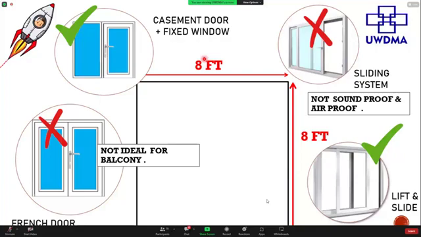So before finalizing the maximum height you can give for your sashes or your sliders or casement doors, whatever, you need to consult your profile system provider about the maximum height you can give. As UDMA, we say 8 to 8.5 feet, and if it's going more than that, we have to give a top fix there. But if your profile provider affirms and says that yes, you can go with this profile, then you can go.